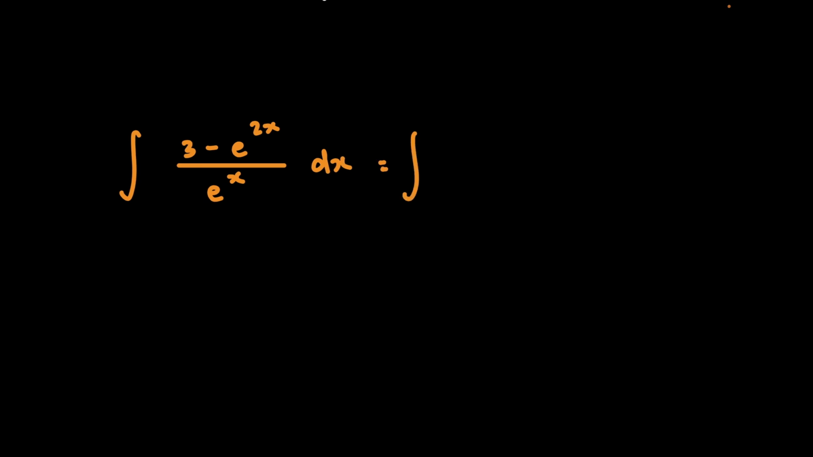The next function we're going to be doing is the integral of (3 minus e to the power of 2x) divided by e to the power of x dx. And again, I'm going to separate this as two separate integrals. I'm going to separate it as the integral of 3 over e to the power of x minus the integral of e to the power of 2x divided by e to the power of x.